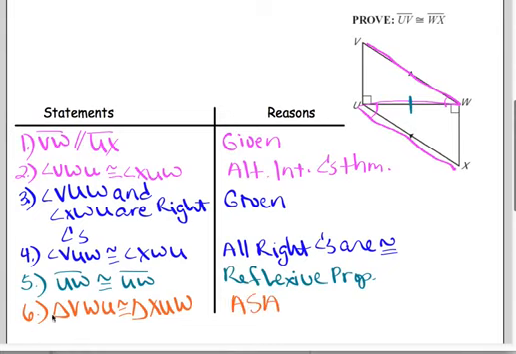And now I'm able to make the last statement that they were wanting, which is that UV is congruent to WX by CPCTC for the reason there. And that proof is done.